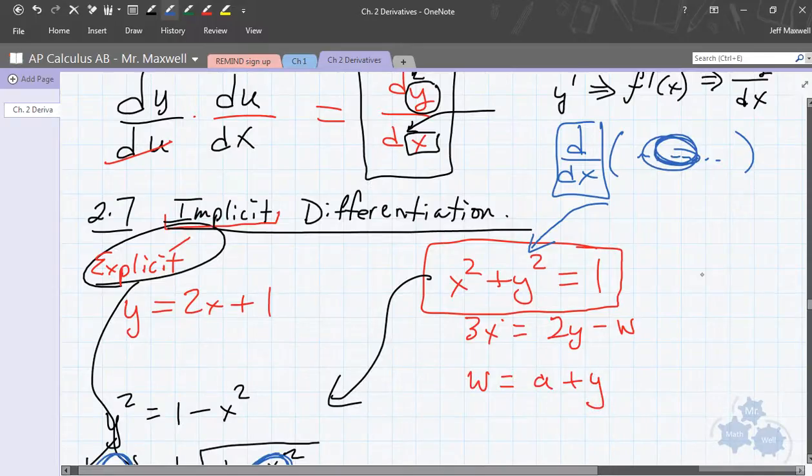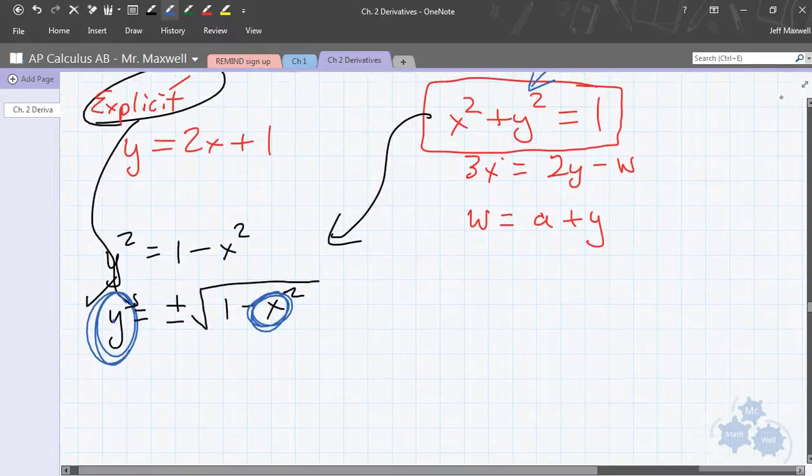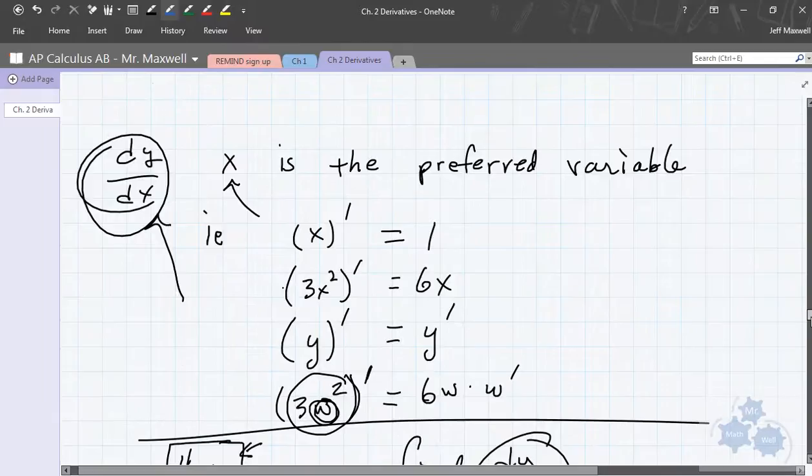So the next thing we talked about in 2.7 was implicit differentiation. Explicit functions are one variable in terms of the second variable, done. Implicit is an equation where the variables are kind of mixed up in the entire equation, both on the same side, left and right. So we can differentiate explicitly using the rules that we've talked about, but also we can use those rules to differentiate implicitly. And I often like to refer to x, if it's a function of x like this, as the preferred variable.